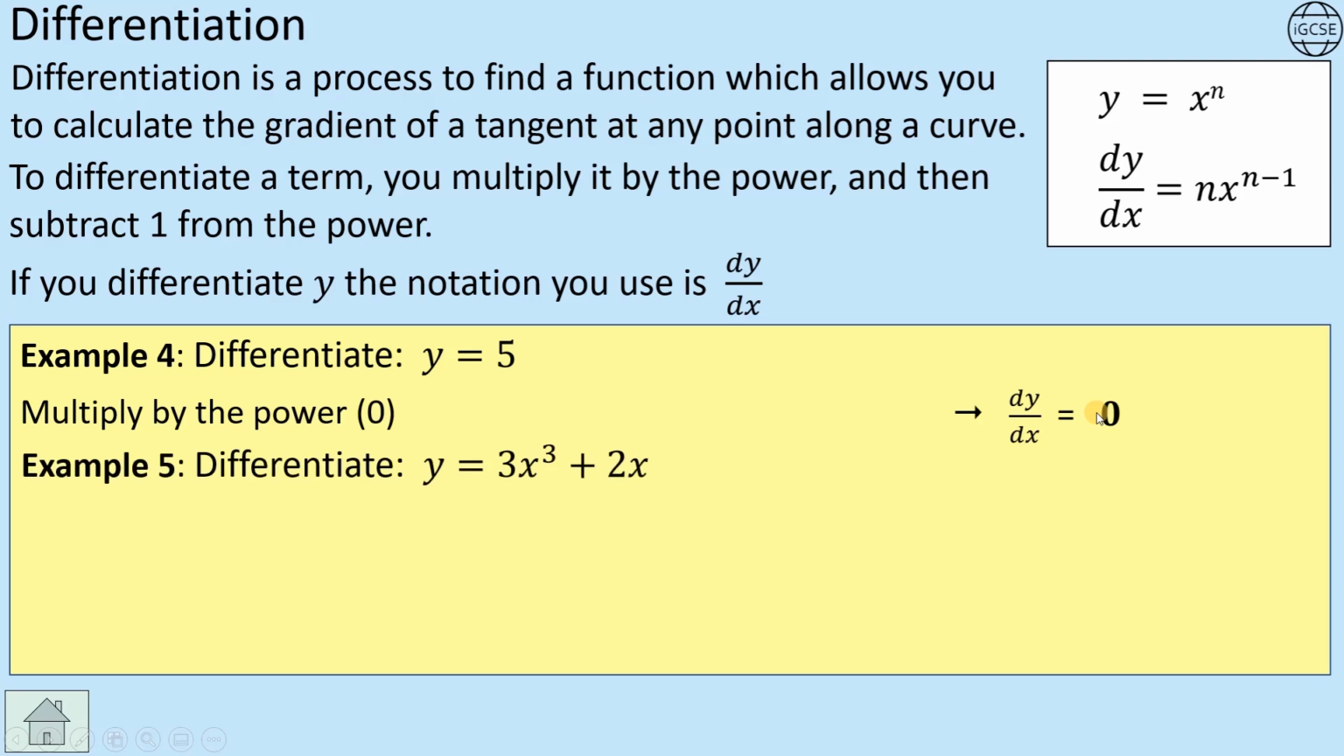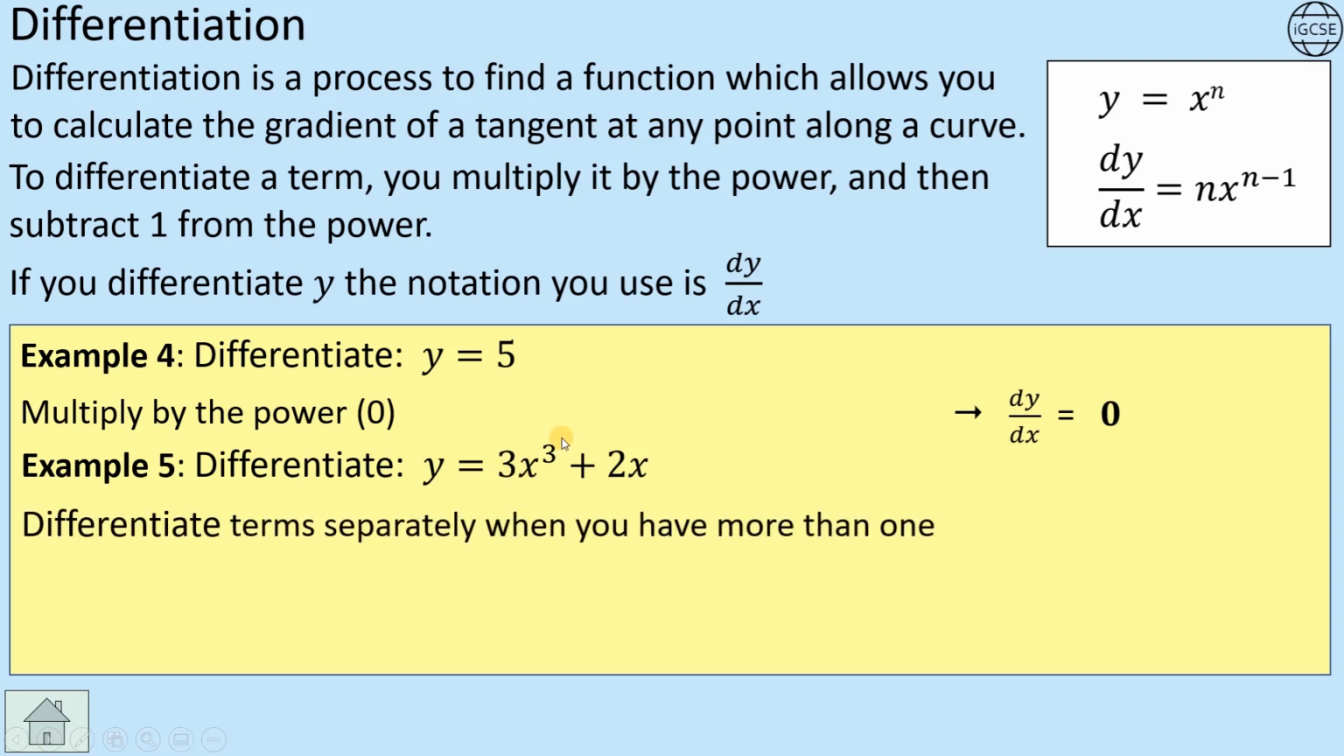Once you've got more than one term, as I mentioned earlier, you differentiate each part, this term and this term, separately. So the 3 is going to come to the front and multiply by 3, which gives us 9x squared for the first part. And then the 2x, like I just mentioned, is going to become just 2. So we're going to have 9x squared plus 2, and that's the differentiated expression for that particular one.